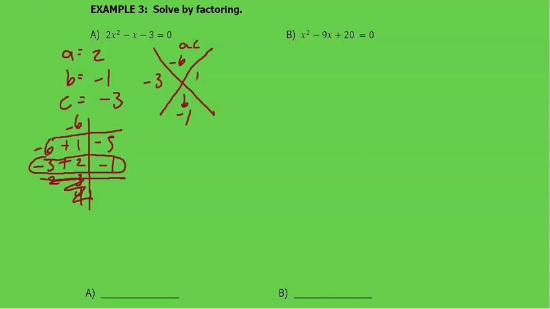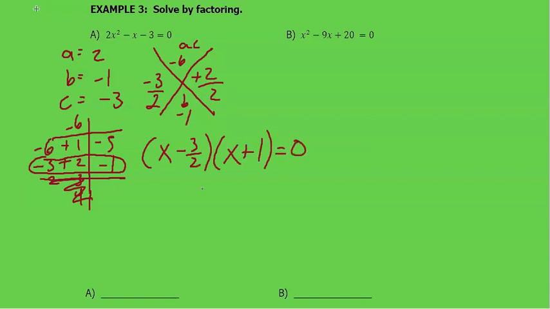We'll go ahead and write those divided by A, and then write out your factors. So we have x minus 3/2, and then x plus 2 divided by 2 is 1. With your zero product property, we set each factor equal to 0 individually.